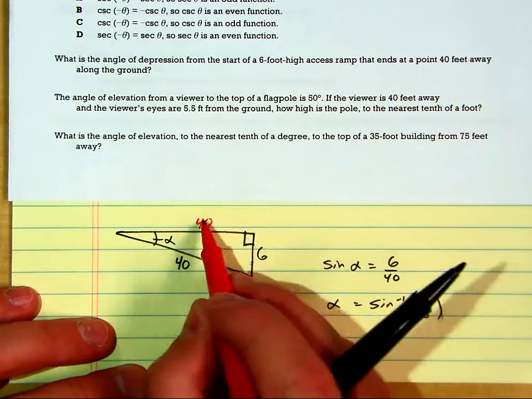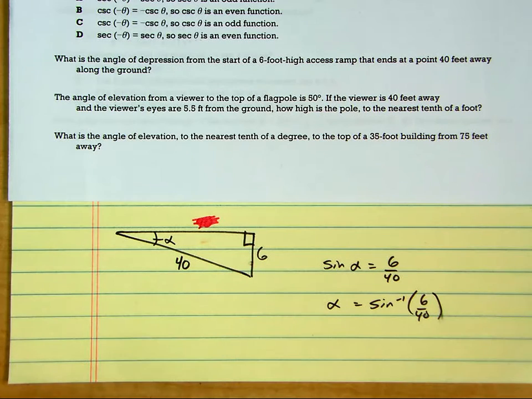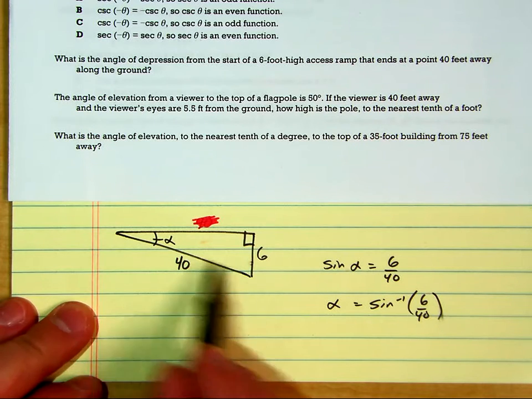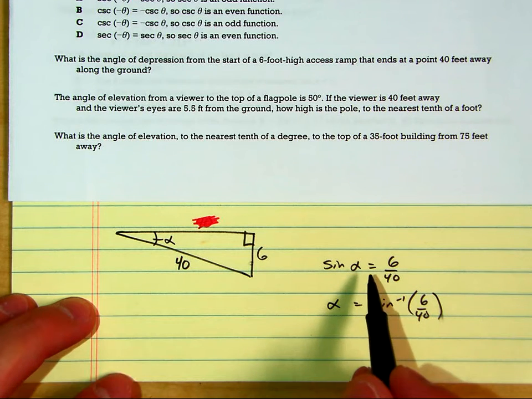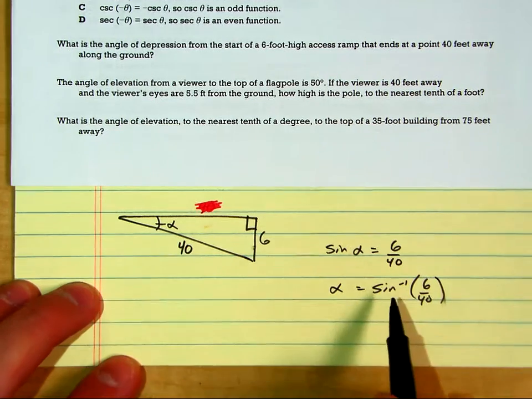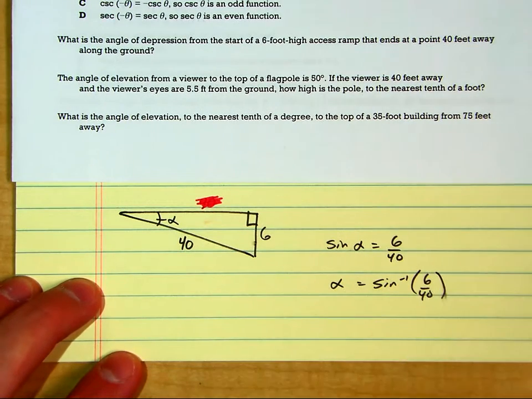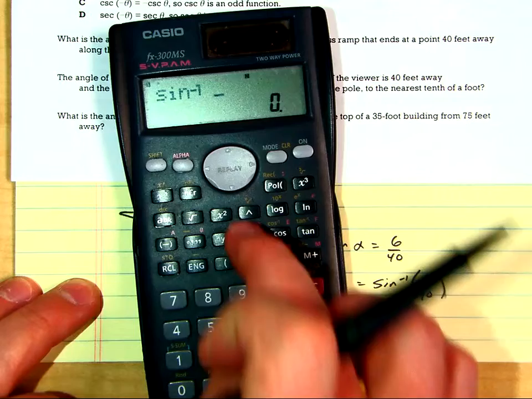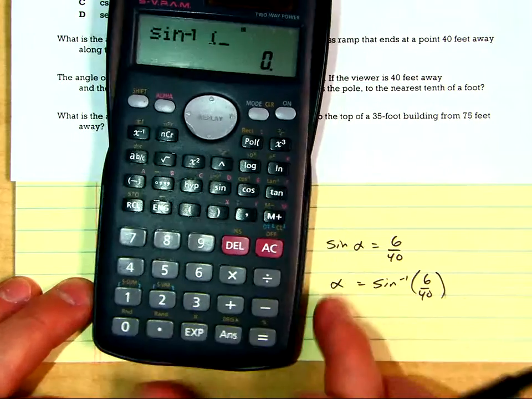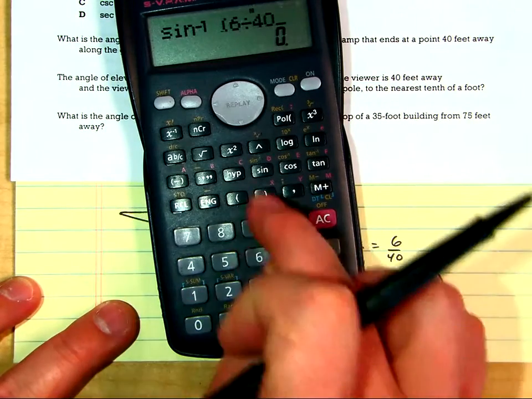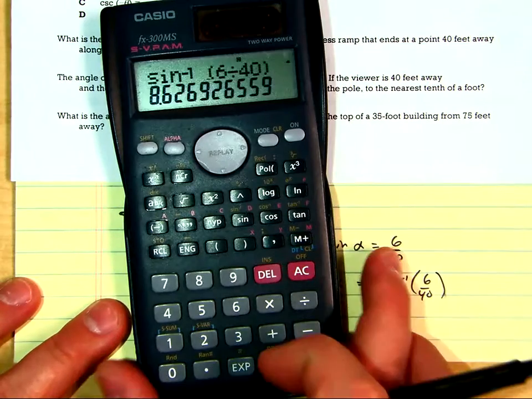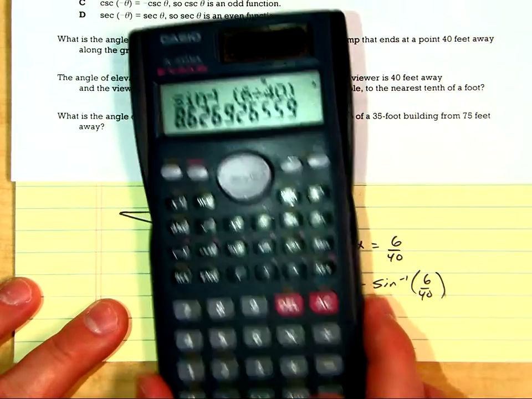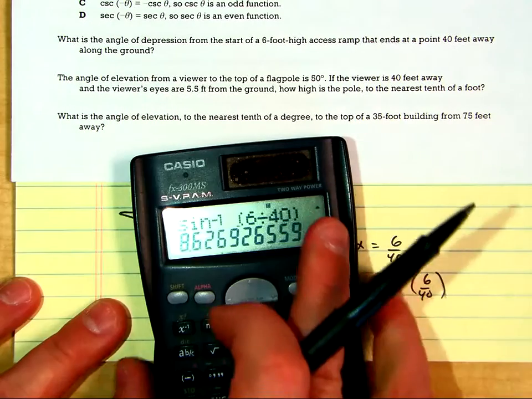I'm not sure it matches this diagram right here, but the long and the short of this is, boys and girls, you've got to be able to accurately draw a diagram. I think along the ground is the hypotenuse right here. So we set up sine of alpha equals 6 over 40, and we just do inverse sine of that fraction. Second inverse sine, 6 divided by 40. Boom, 8.6 degrees. It doesn't say what to round to.